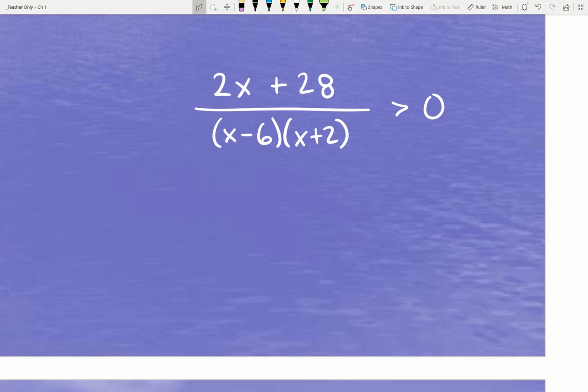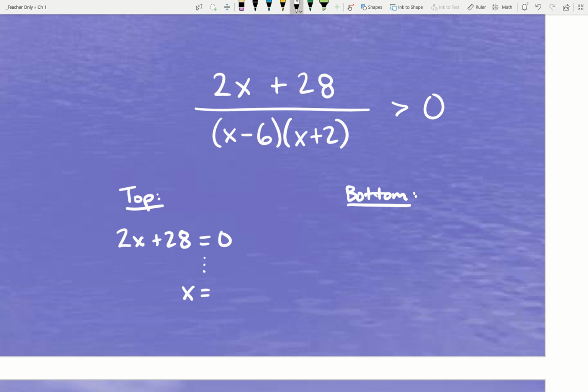So we've taken what we originally had. We took the entire left-hand side, subtracted off the right-hand side, found a common denominator, and condensed it all into one single rational expression here. It's now time to find those critical numbers. So we're going to set the top equal to 0 and solve, and we're going to set the bottom equal to 0 and solve. In the top, I've got 2x plus 28. I'm going to set that equal to 0 and solve. And if you do the work on that, you will find that x is going to be equal to negative 14.